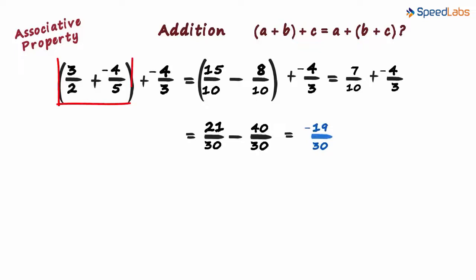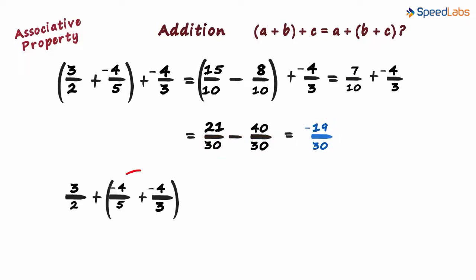To solve the brackets, we made the denominators of these two rational numbers 10. We get this value as 7 by 10. Then we made the denominators of these two rational numbers equal to 30. And we finally got the answer as minus 19 by 30.